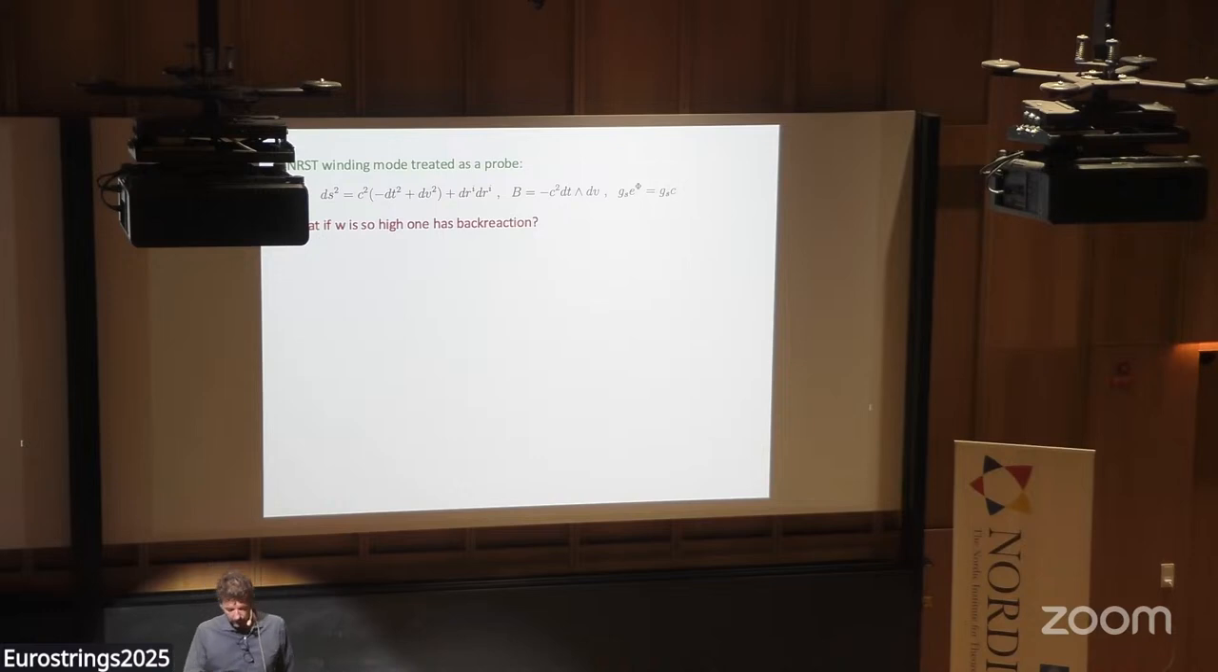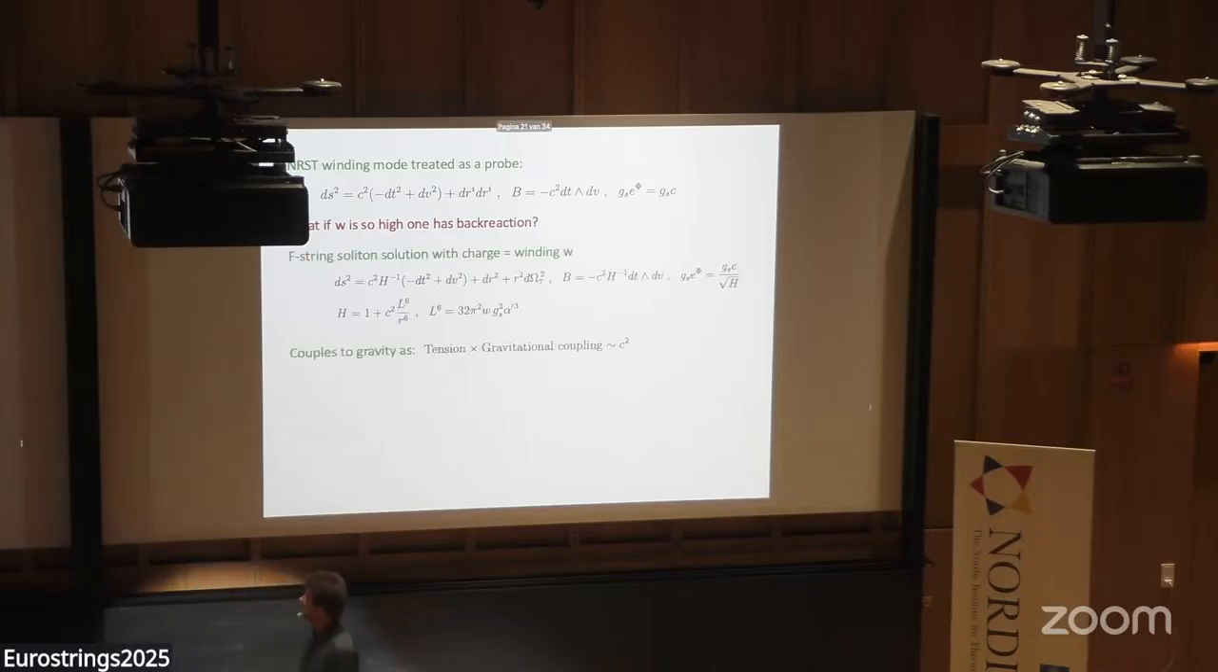And of course, for a low winding mode, if this winding number is low and the string coupling is small, this doesn't back react. But you could imagine you turn on the string coupling and then you have a very, very high winding number and then you get a back reaction. So what happens? Well, by the rules of relativistic string theory, we get an F-string soliton. So what happens now if we take c going to infinity?